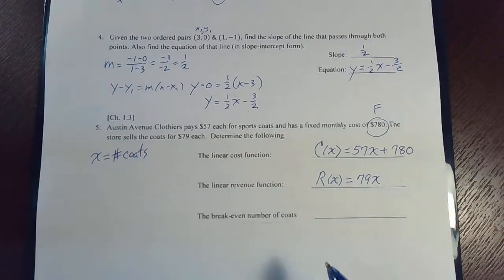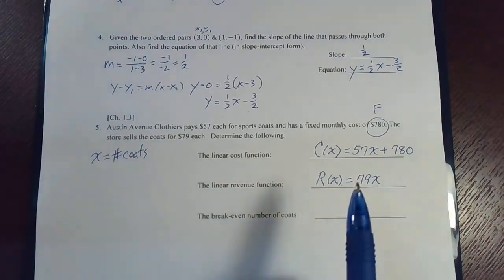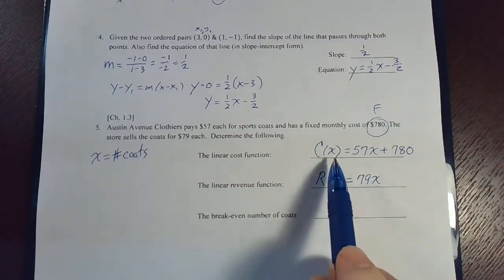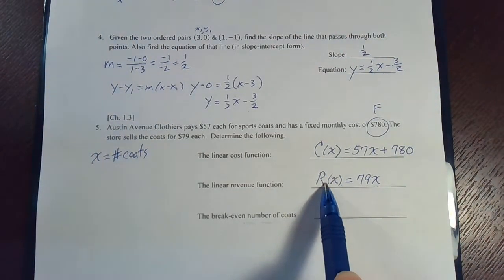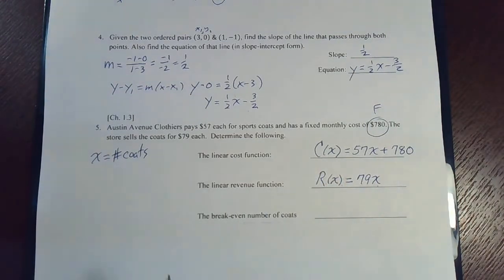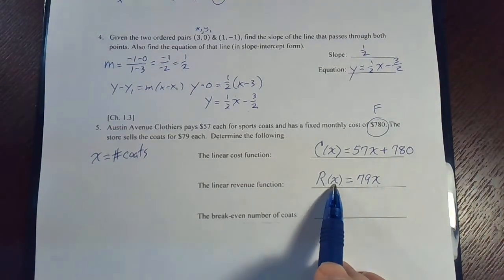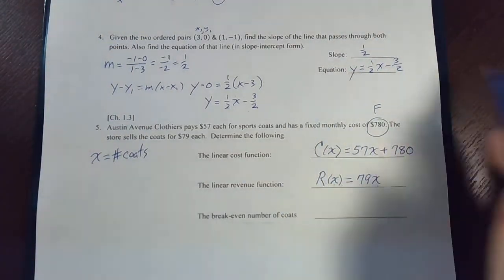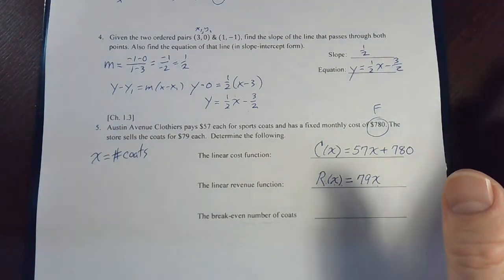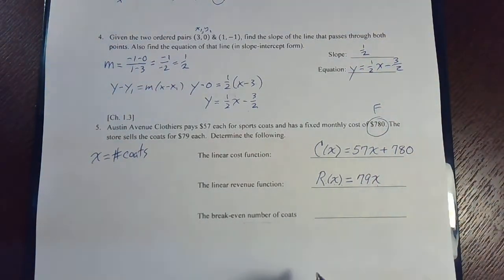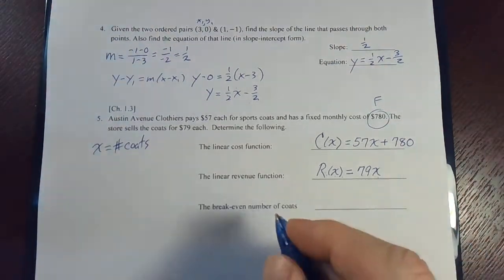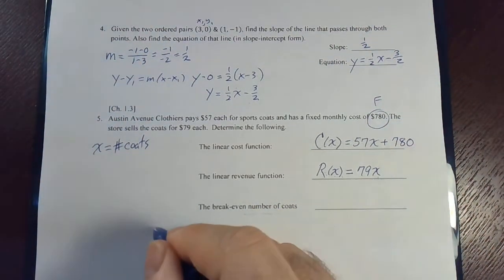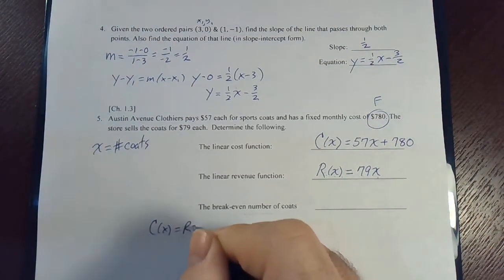It looks like we're not asked for the profit function, but remember the profit function would be R of x minus C of x. The money coming in minus the money going out tells you your profit. Well, the break-even point, or the break-even number of coats, is the number for x where both of these two functions are equal to each other, where the cost and revenue are equal. That means you made no profit. So all we do is set C of x equal to R of x. So I'm going to set, I'll make a note, C of x equals R of x.